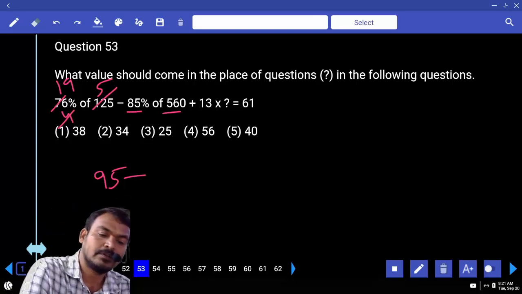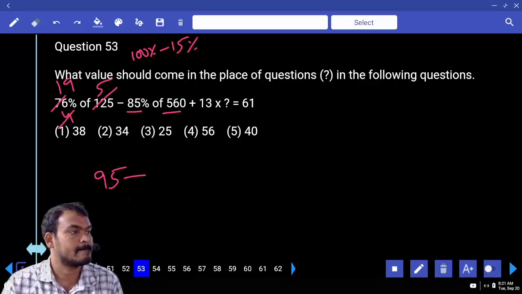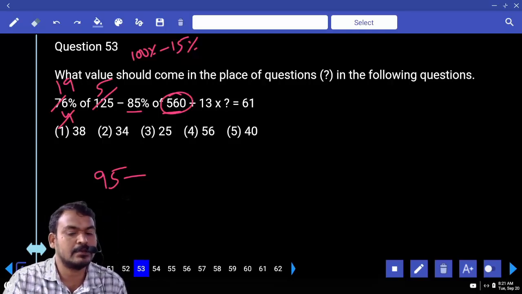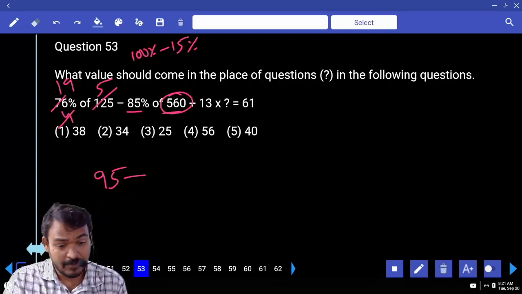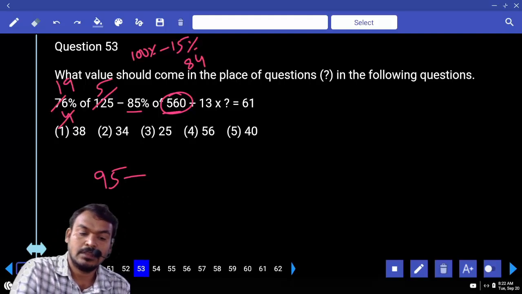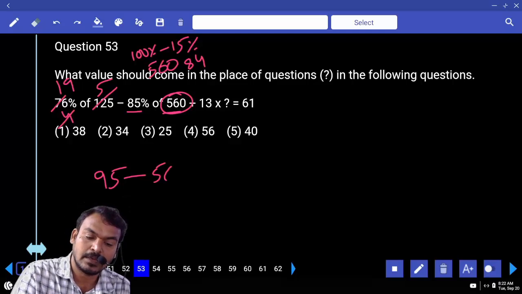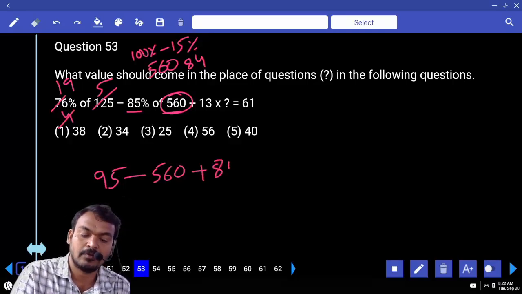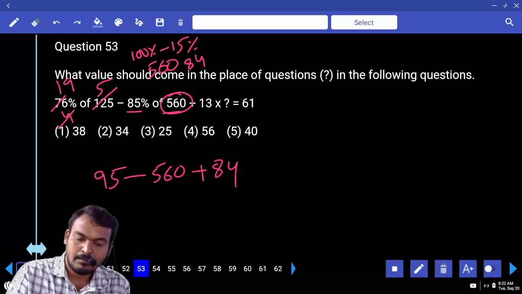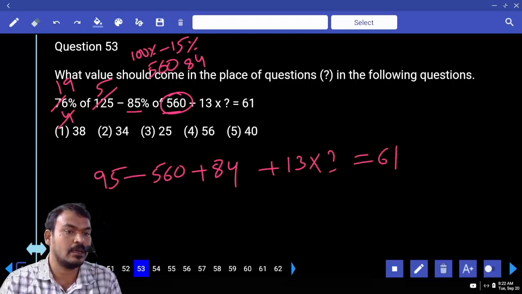560. 85% means we consider 100% minus 15%. What is the 100% value? 560. 10%, 56, 5%, 28, means 15% value 84. Then 560 minus 84, or minus 560 plus 84? Yes or no? Next, plus 13 into something, it is equal to 61.